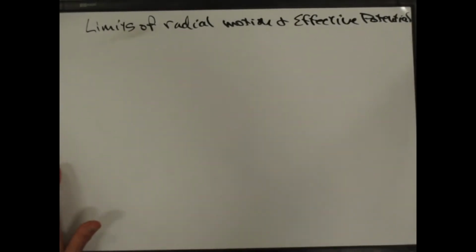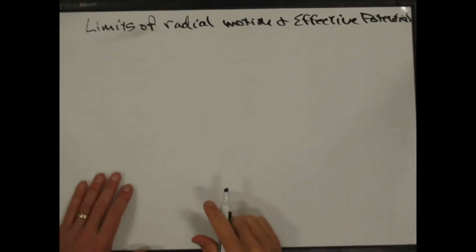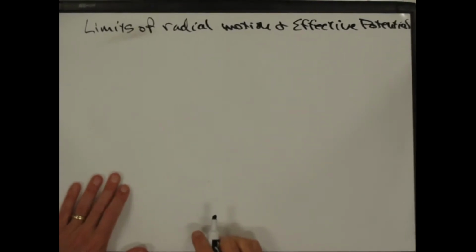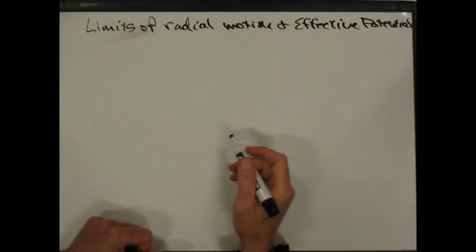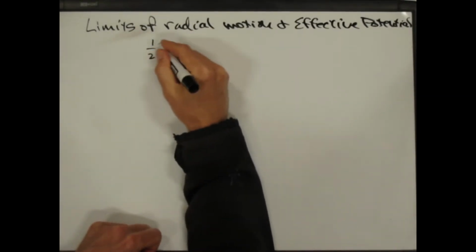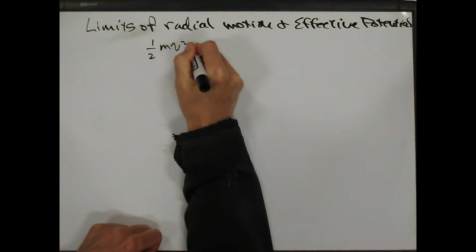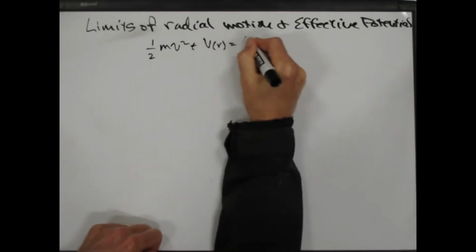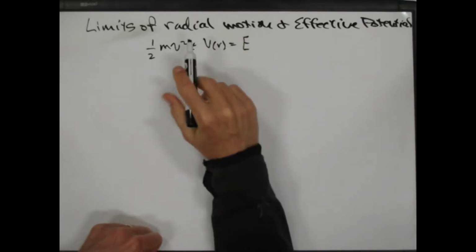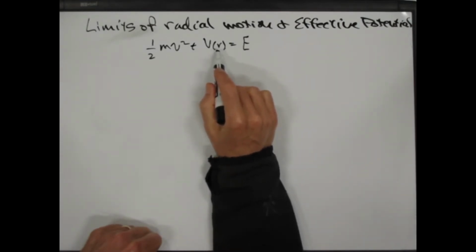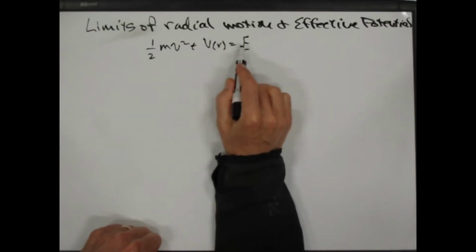So this section is called the limits of radial motion and effective potential. And we're going to basically continue with the conservation of energy equation. So we had 1/2 mv squared plus the potential energy as a function of r is some constant total energy. And we're going to be able to tell from this equation, when we break it down a little further, what the limits of r are for the object.